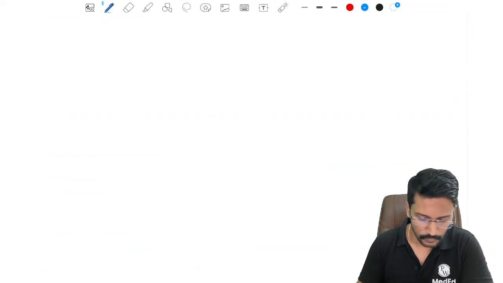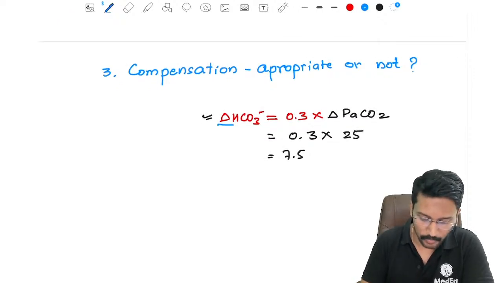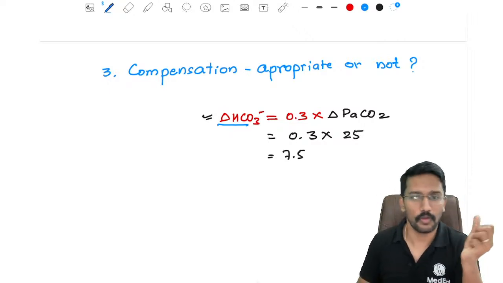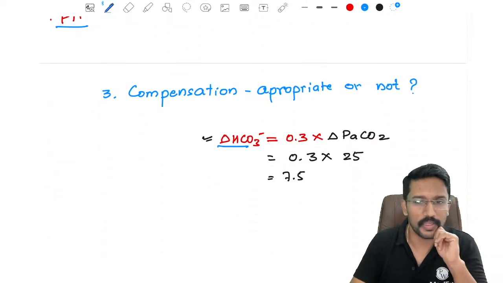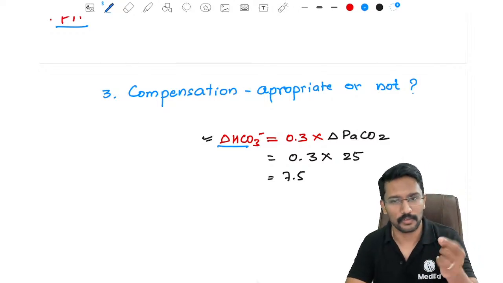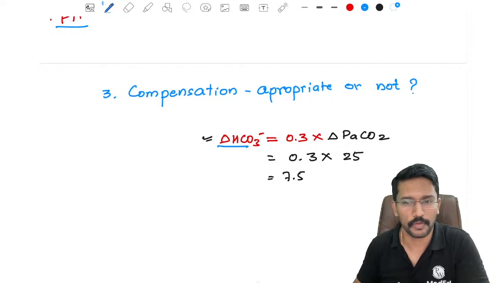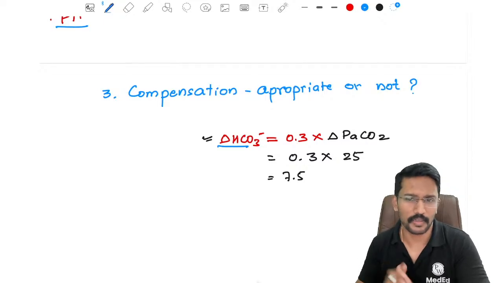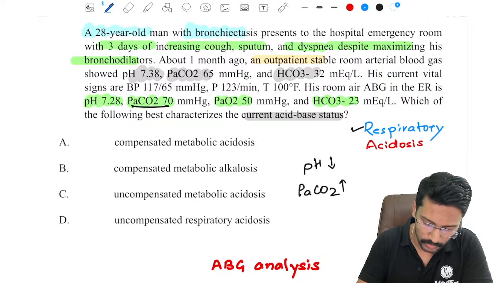Okay. So we have calculated the expected bicarbonate. This is delta bicarbonate. That means not the expected range. This much bicarbonate should get elevated over and above the normal range. So what is the normal range of bicarbonate? It is up to 26 millimoles per liter. So it should be above that. So 26 plus 7.5. How much will that become? 26 plus 7.5 would be 30 plus 3.5, around 33.5. So expected bicarb in this case would be around 33.5.